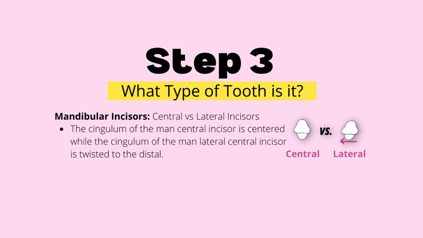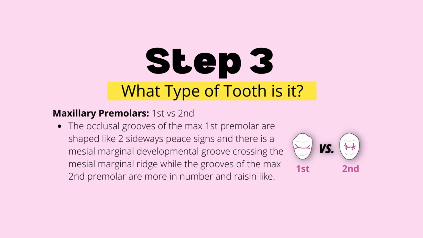For the mandibular incisors, the different types are a central versus lateral incisor. For the mandibular incisors, you're going to look at these teeth from the incisal. You're going to hold the tooth so that the incisal ridge is horizontal to your eye level and look at the cingulum. If the cingulum is centered, it's a mandibular central incisor. If the cingulum is displaced to the side or twisted to one of the sides, it is the mandibular lateral incisor.